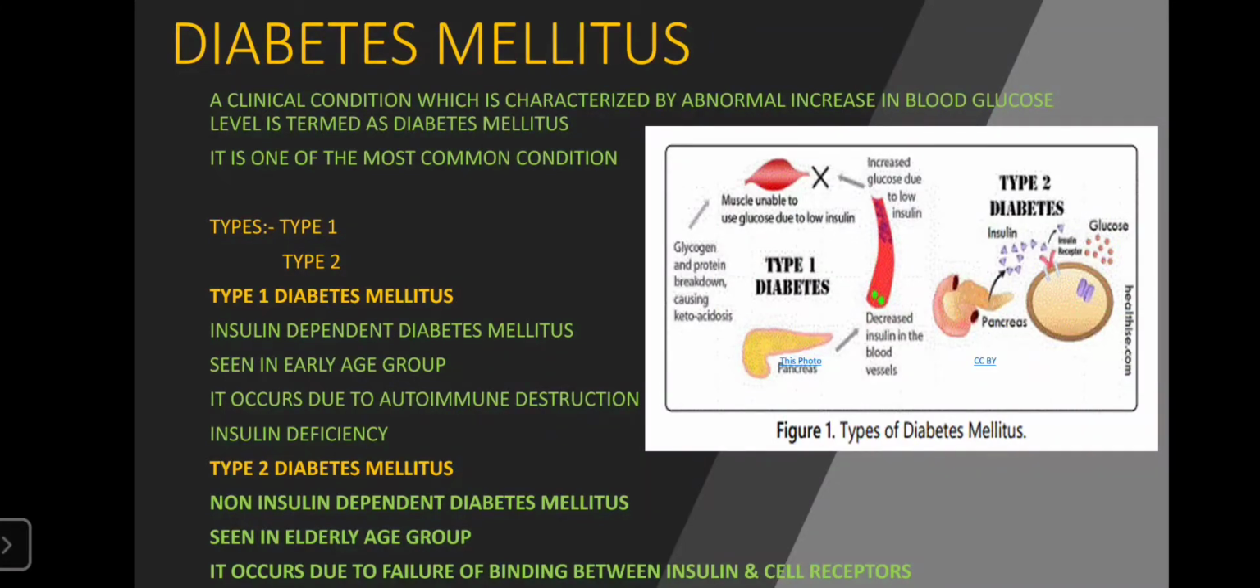This leads to the secretion of more and more insulin, which leads to the hypertrophy and hyperplasia of the beta cells of islets of Langerhans, which further leads to the less and less secretion of the insulin. But initially, the insulin level is normal in type 2 diabetes mellitus.